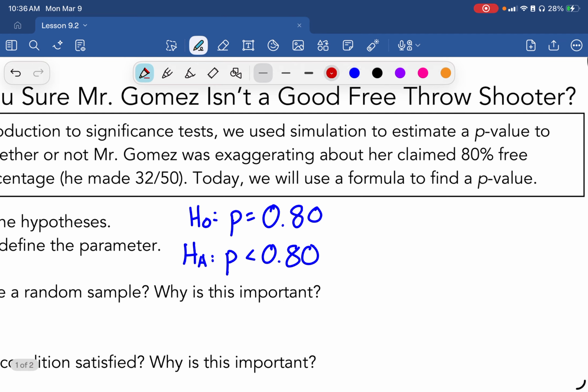One thing that's important here, you always want to define your parameter. This parameter p is the true proportion of free throw makes by Mr. Gomez.